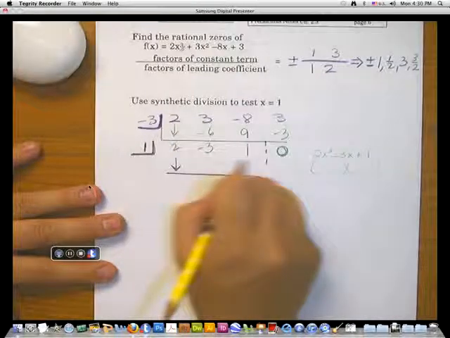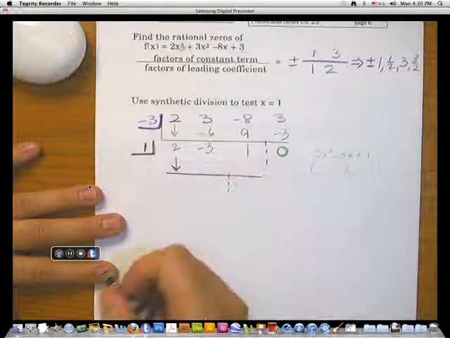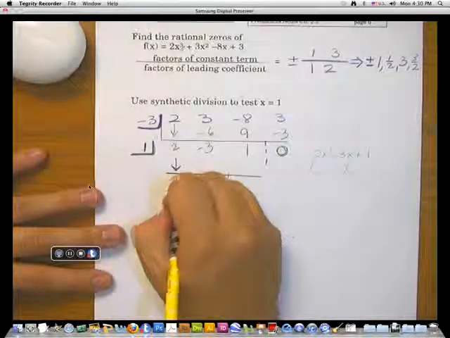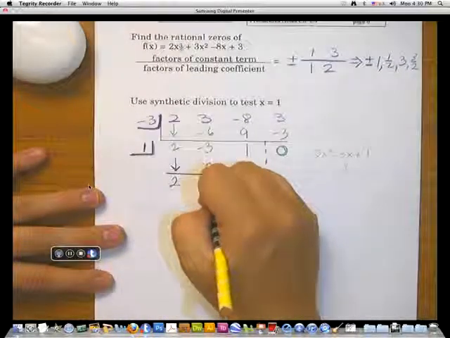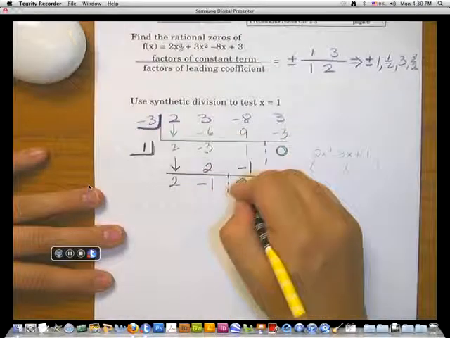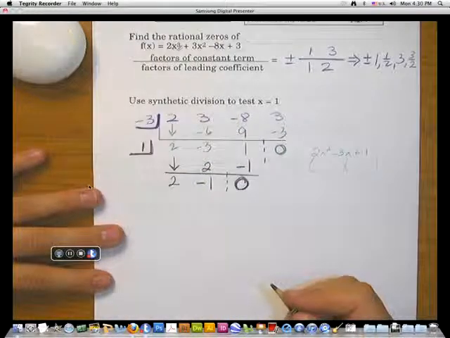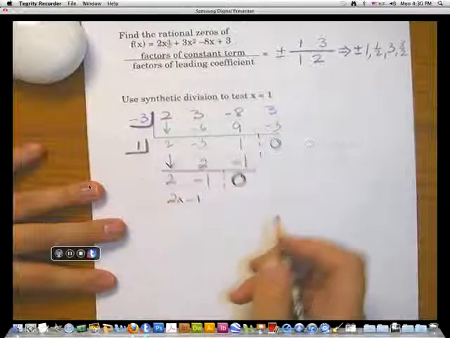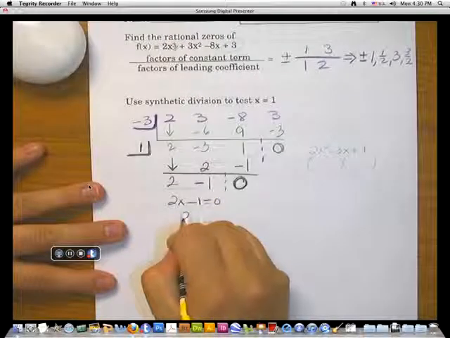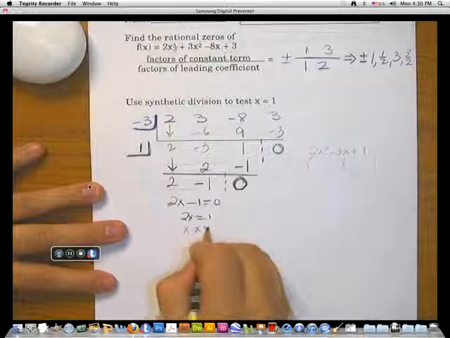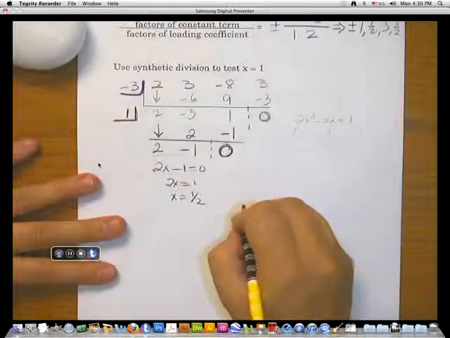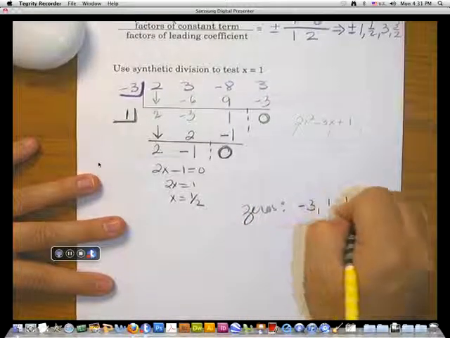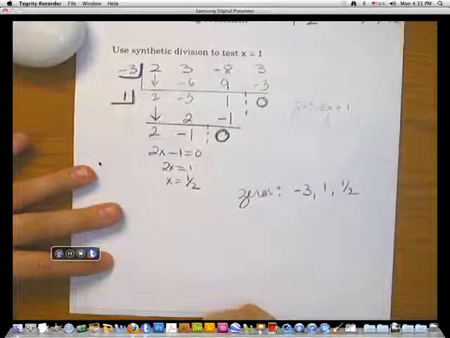So we're using the results of the last one because we know it was factorable, or it went in evenly. Bring down, multiply around, bring down, multiply around, and yes, it gave me a 0. So now this is just 2x minus 1. So then 2x is 1, so x is 1/2. My zeros are negative 3, 1, and 1/2.